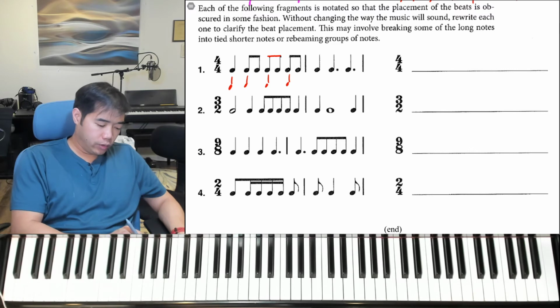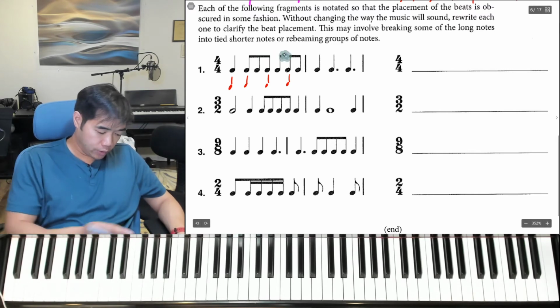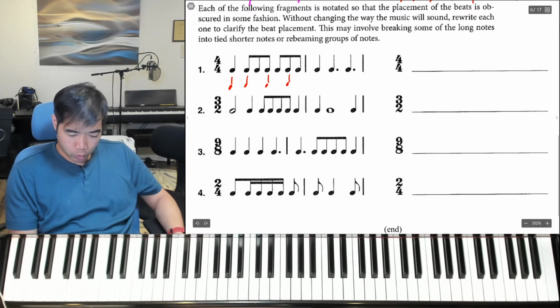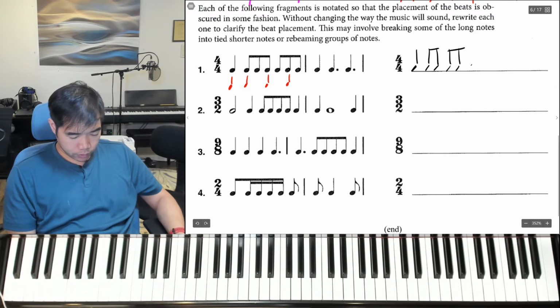See? So here's the original. Okay, and this is what we would notate. Quarter, 2/8, 2/8, 2/8. And for counting, that clearly gives us 1, 2, 3, 4. 1 and 2 and 3 and 4, and nice and clear.